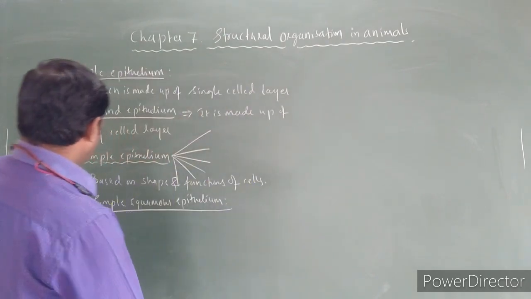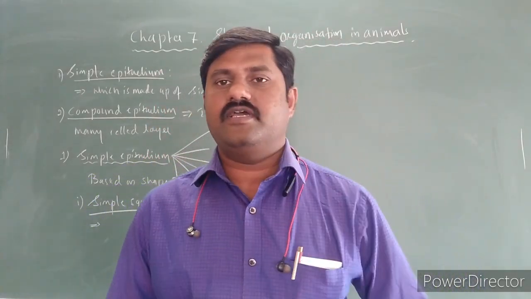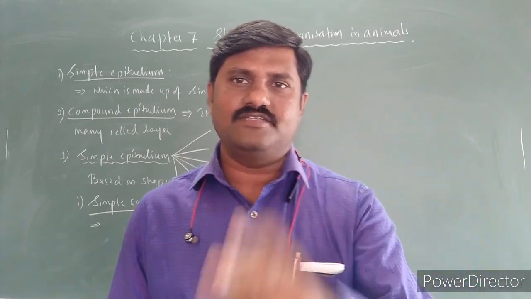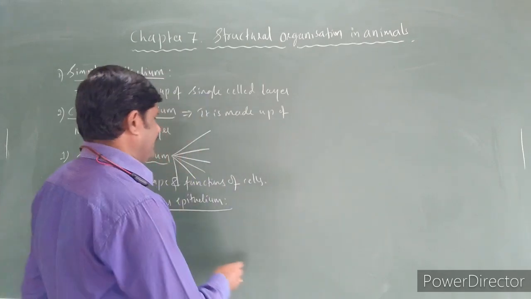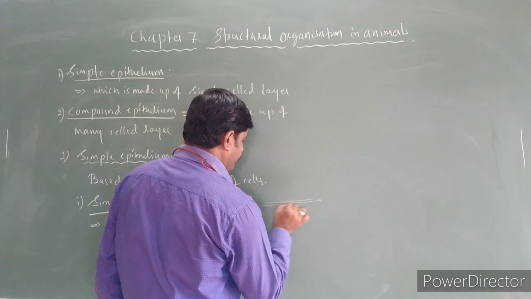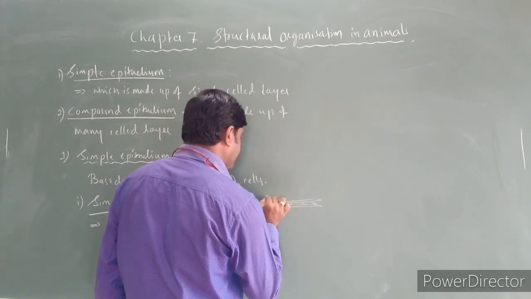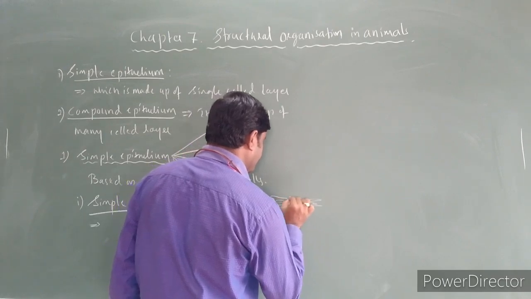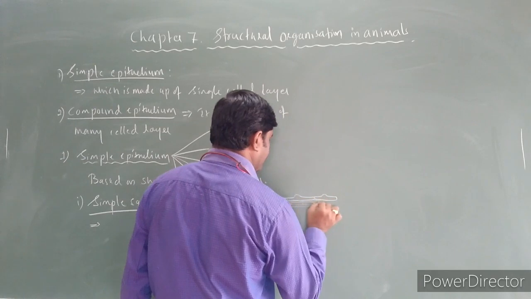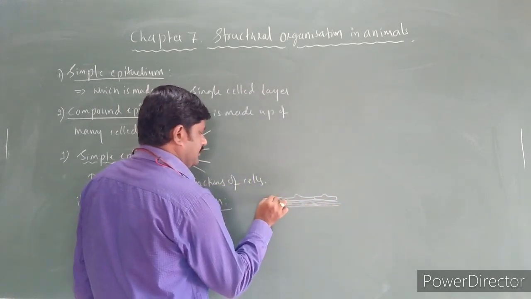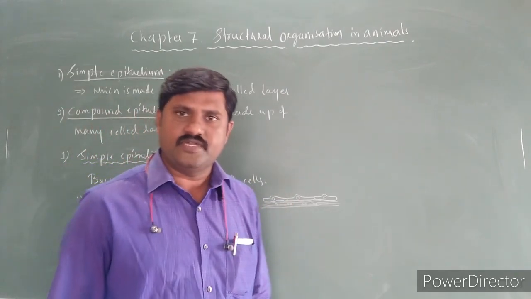Simple squamous epithelium. How are its characteristic features? Here in this type of epithelium, we come across very thin flat cells, and all the cells are lying on the basement membrane. I have already explained what the basement membrane is. See here the diagram. Here you come across the basement membrane, and on that basement membrane you will find very thin flat cells. You will find a large nucleus located at the center. This is nothing but simple squamous epithelium.